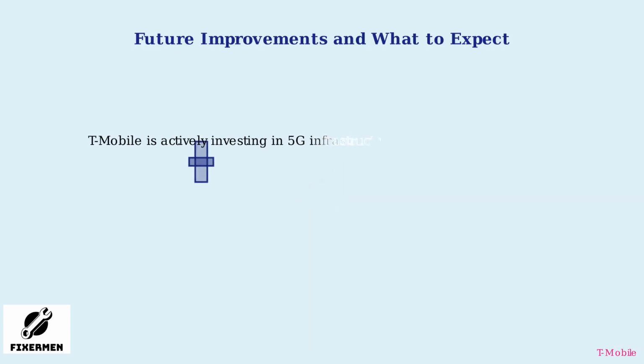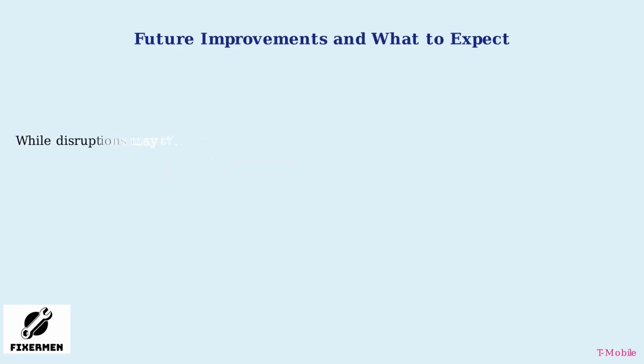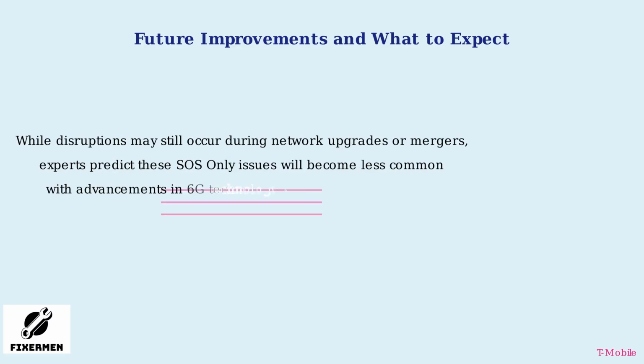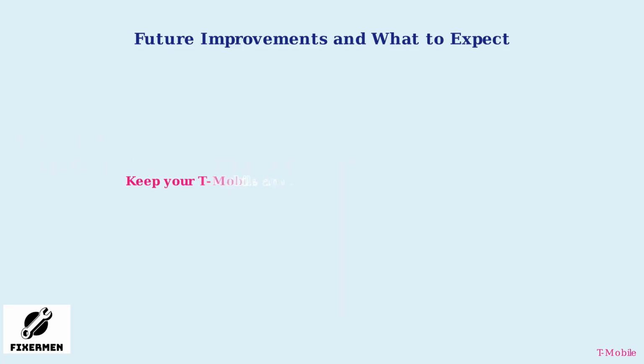T-Mobile is actively investing in 5G infrastructure and using AI to monitor and improve network reliability. While disruptions may still occur during network upgrades or mergers, experts predict these SOS-only issues will become less common with advancements in 6G technology and device certifications. Keep your T-Mobile app handy for updates and quick fixes.